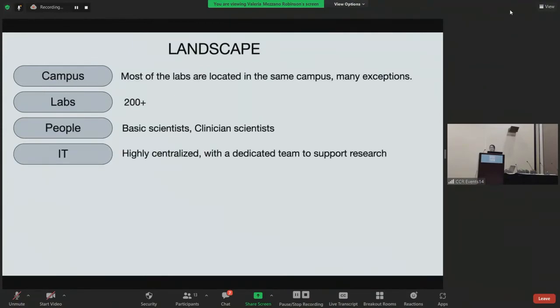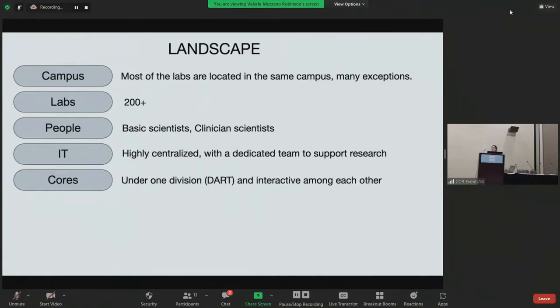As I mentioned, our IT, which is what we call MCIT, is highly centralized. We have a dedicated team that deals with research, but the IT culture in our university at the School of Medicine is to protect everything, because everything is clinical. And so that's kind of the mentality for it.